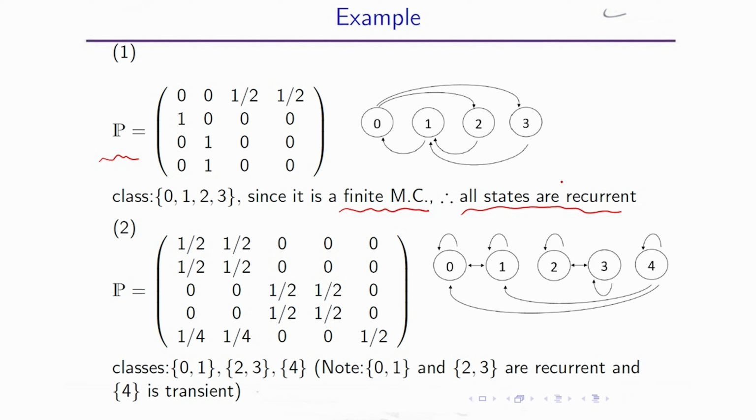Similarly, this is another example, and you can classify all the states. It turns out that for 0, 1, 2, 3, 4, we have 3 classes. We can check that 0 and 1 are recurrent, and 2 and 3 are recurrent, but 4 is transient.